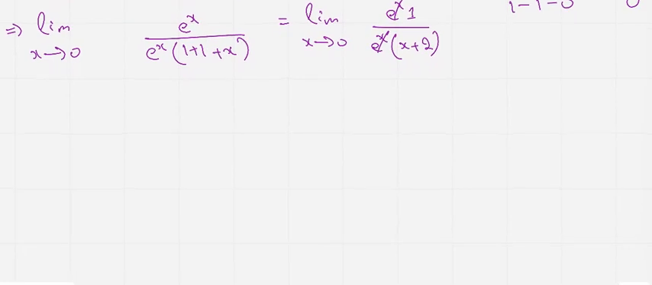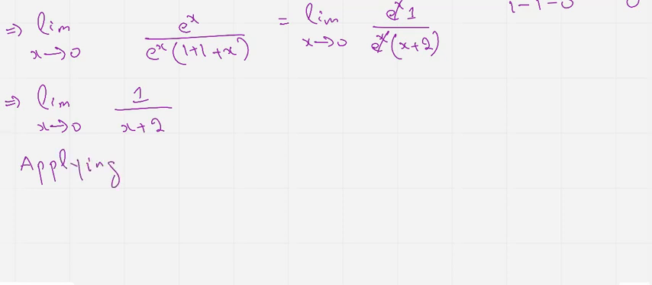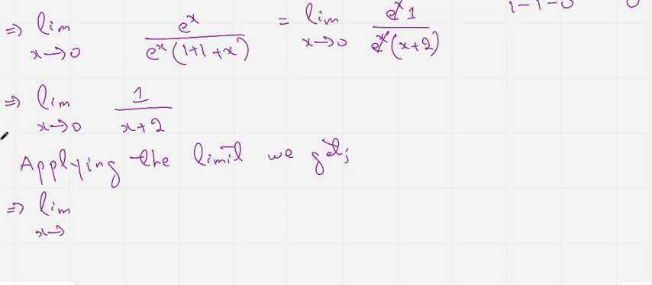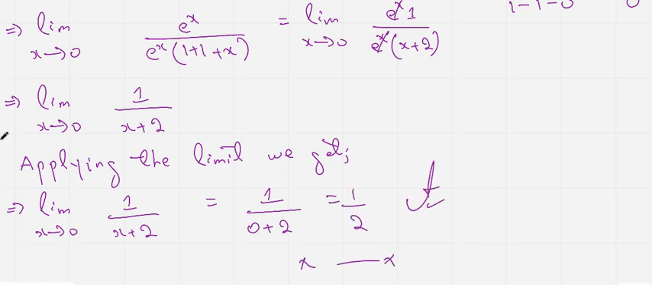limit x approaching 0 of 1 upon x plus 2. Now once I apply the limit, I'm going to get a real number answer, a definite answer. So applying the limit, we get, nicely, a half answer. So this is it. That's how we solve it, and that's it.